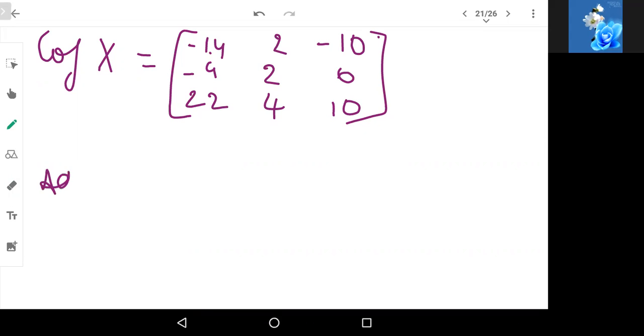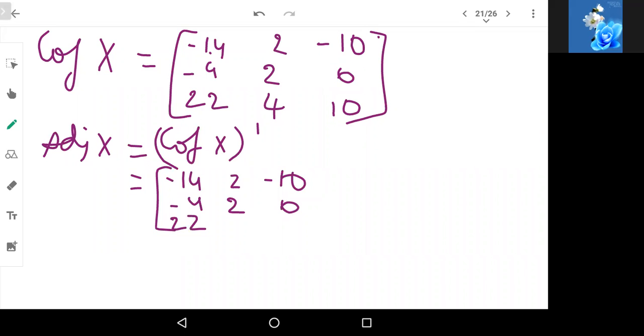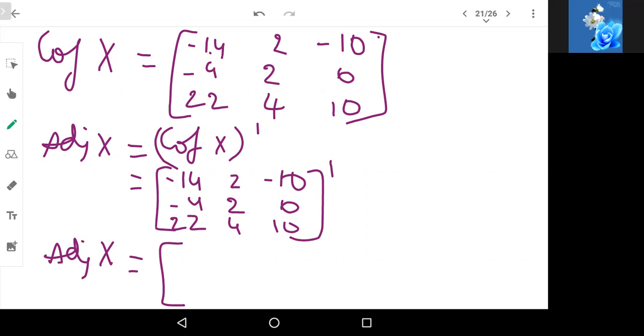Now, adjoint of X is nothing but cofactor of X transpose. So which is minus 14, 2, minus 10, minus 4, 2, 0, 22, 4, 10 transpose. So adjoint of X is nothing but change the first row into the first column. So first row is minus 14, 2 and minus 10. This will become the first column.